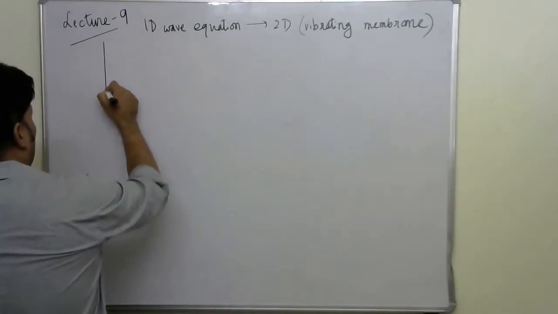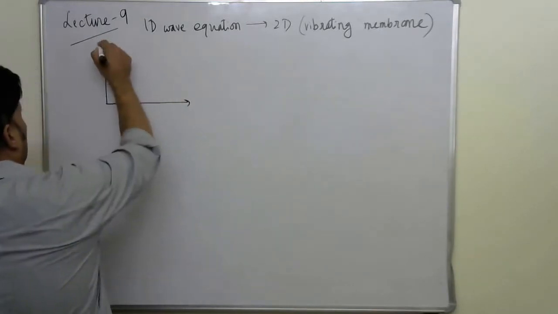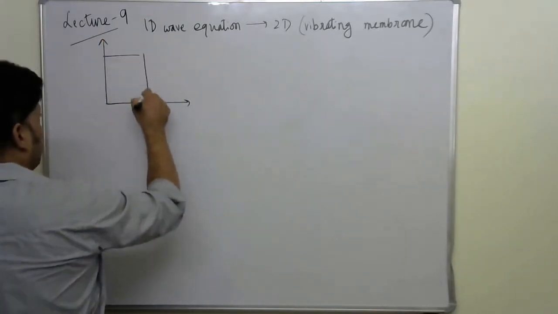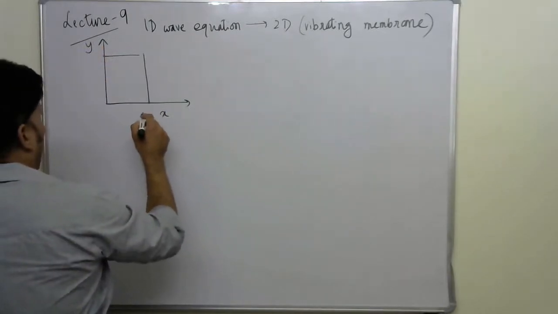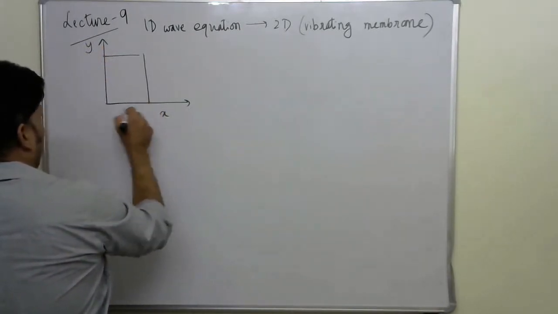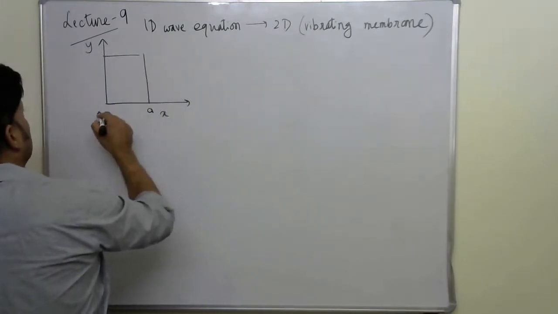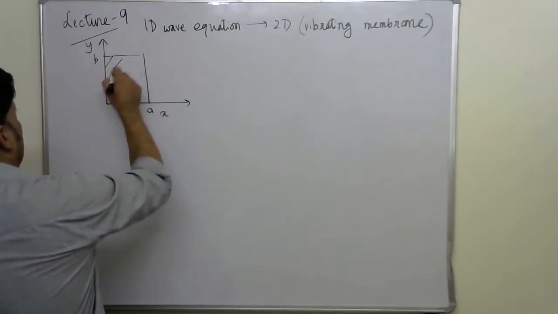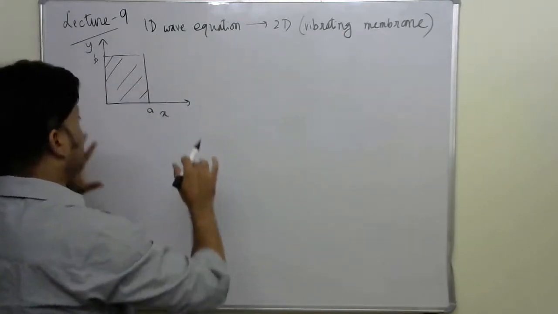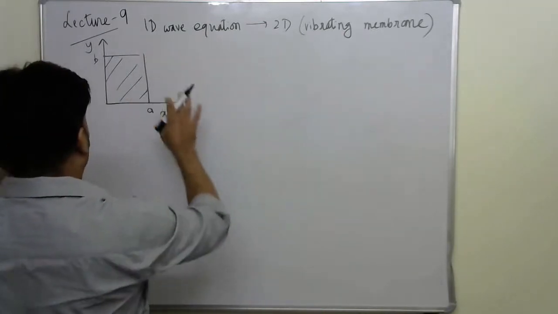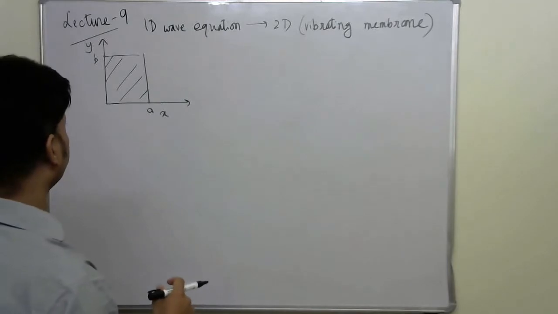So what we assume is we have a two-dimensional membrane. So this is x and this is y, and it is clamped along the x-axis at a length a, and it is clamped along the y-axis at a length b. So all four sides are clamped along the perimeter.